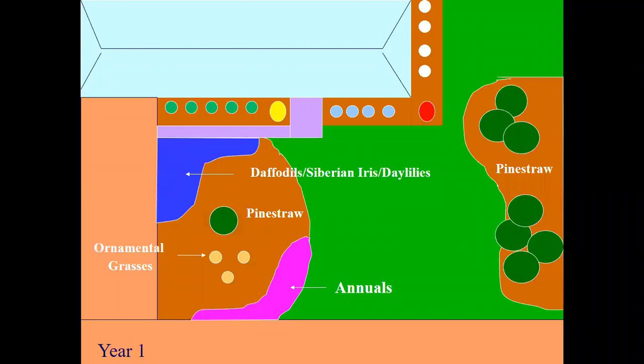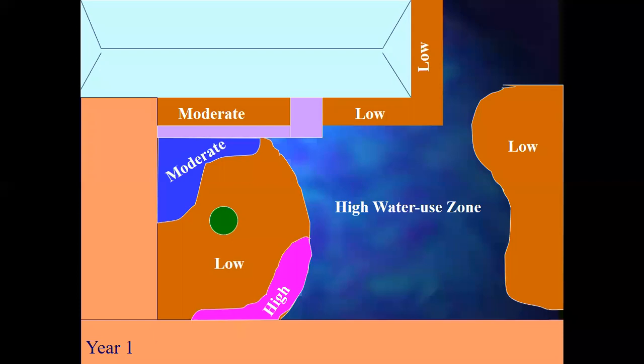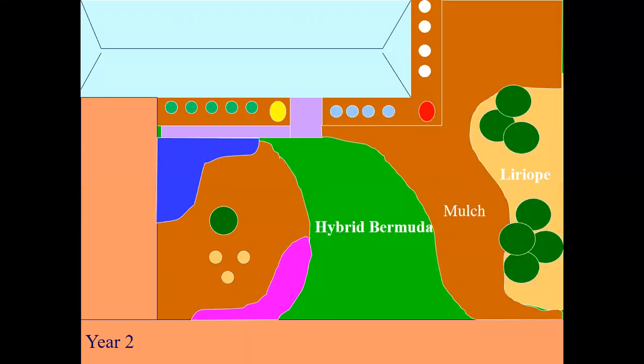So we got rid of some of the turf and put some beds in, pine straw with some ornamental grasses, the perennials over there in that blue area on the left. This is what we have now. You only have the high water use zone as the turf grass and those annual beds. But we can go a step further. Put the hybrid Bermuda. Hybrid Bermuda, or Bermuda in general, needs a lot less water. That's probably the most drought tolerant turf grass out there.